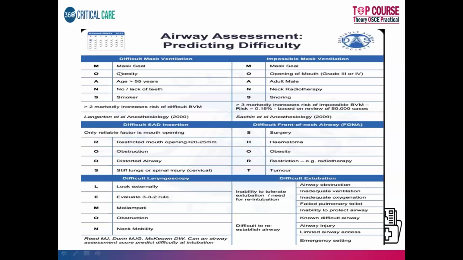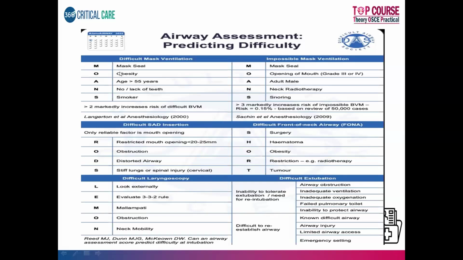For difficult laryngoscopy, the mnemonic is LEMON. L for look externally. What do you want to look for externally? You want to see if there is any facial trauma, large incisors, beard, mustache, or a large tongue. And you evaluate the 3-3-2 rule. So what is this 3-3-2 rule? The first 3 stands for the incisor distance, or the mouth opening basically. It should be 3 finger breadths. Then the hyoid mental distance should also be 3 finger breadths. And the 2 finger breadths is the thyroid to mouth distance. This is the 3-3-2 rule.